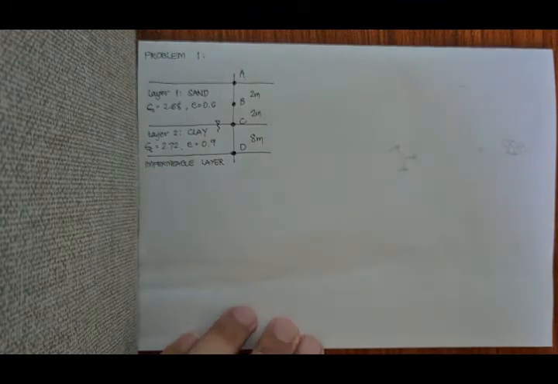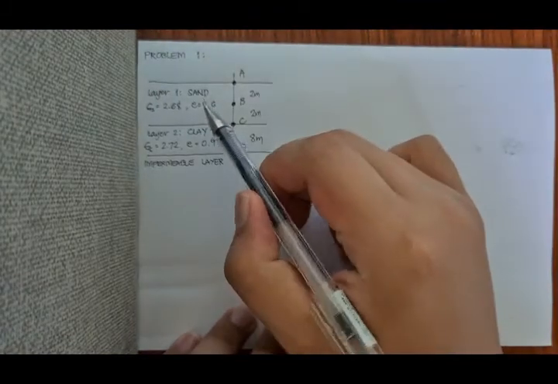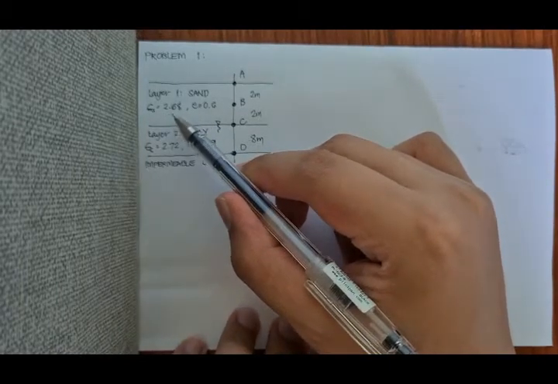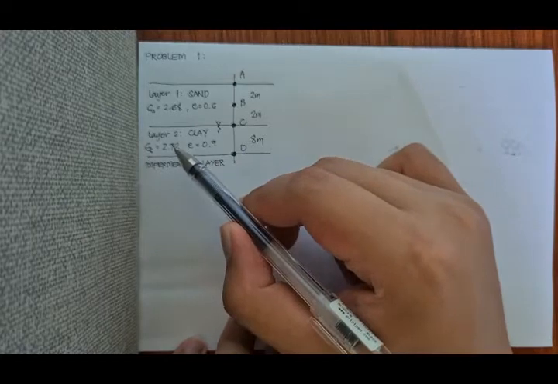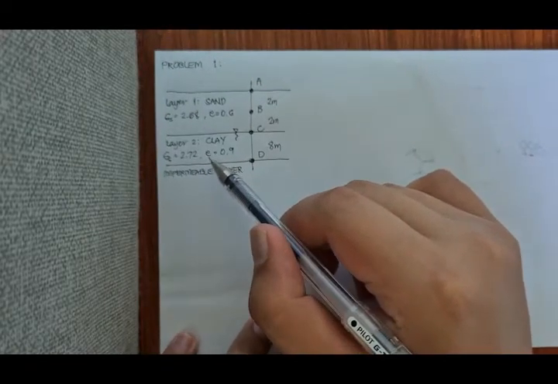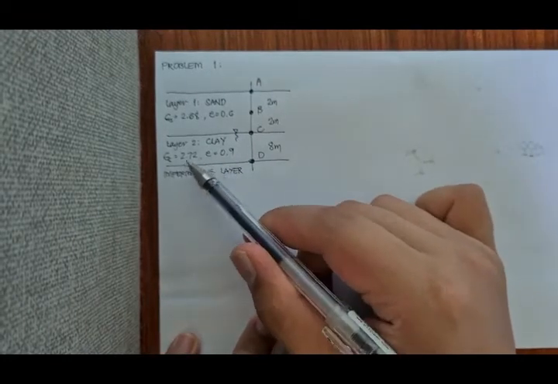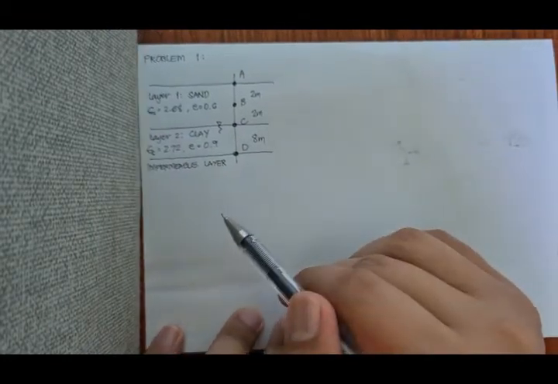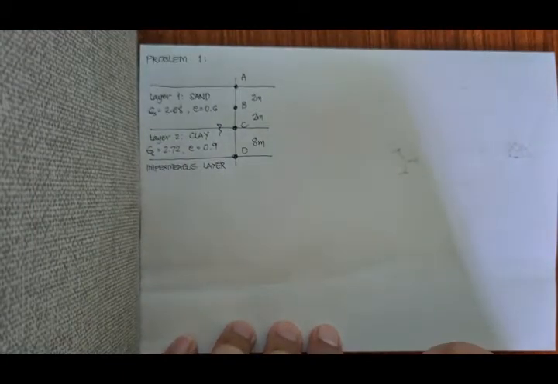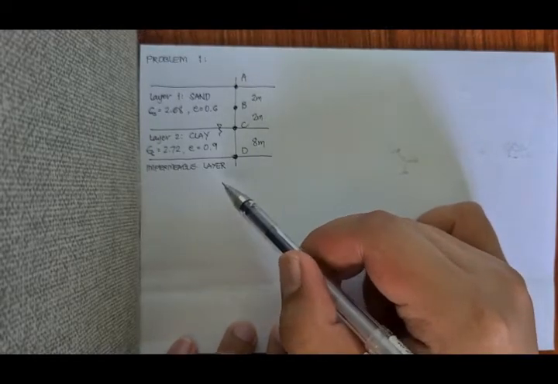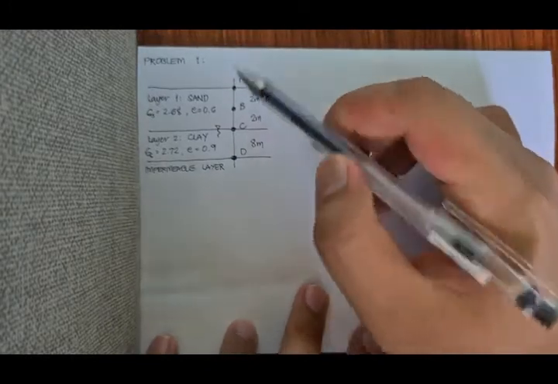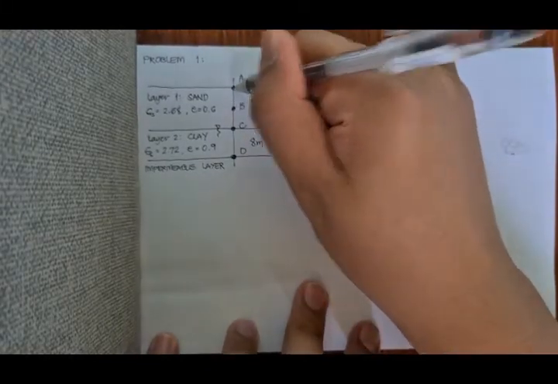Ngayon, given ang mga layers, meron tayong layer 1 na sand, wherein meron tayong specific gravity na 2.68 and void ratio na 0.6. Next natin, meron tayong second layer ng clay, wherein meron tayong specific gravity na 2.72 and void ratio na 0.9. And then last layer natin is an impermeable layer, which means that wala tayong seepage ng water downward. Ngayon, to analyze, meron tayong 4 points na kailangan.